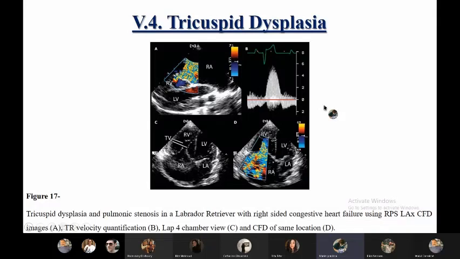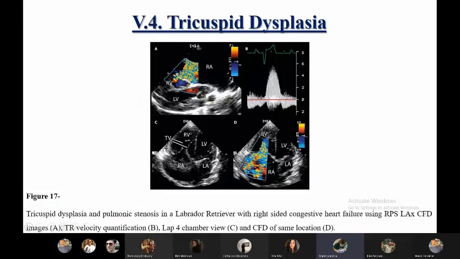Right parasternal long axis short image with color flow Doppler was used in A. The tricuspid regurgitation was quantified in B, and C and D are the same location, long axis parasternal 4-chamber view, but D also has a color flow Doppler image. And so in A, there is actually a marked tricuspid regurgitation into the atrium, as is seen by the color aliasing here.